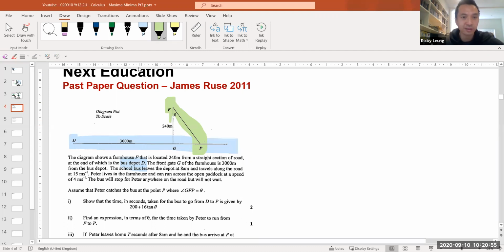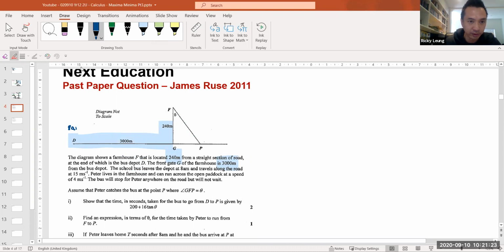So let's actually now go through the question itself. I haven't really unpicked all the words. So the farmhouse is 240 meters from the straight road. Tick. The bus starts at the depot. Front gate G, farmhouse is 3,000 meters away. So from here to the gate, 3,000 meters. School bus leaves at 8 a.m. Let's write that in. And travels at 15 meters per second. Brilliant.